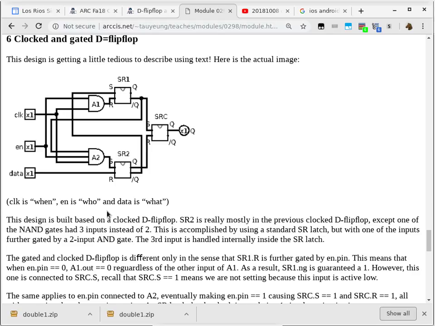EN allows us to say who is paying attention. And then the clock line is saying when to do something. So one controls who, the other one controls when. And with both of these pins, we now have control over both things: member or non-member, and when to increment.